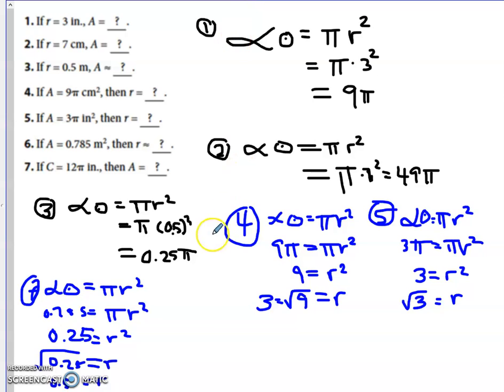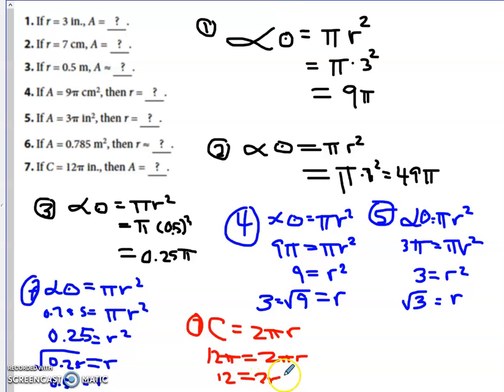And then the last problem, number 7, the circumference of a circle is 2 pi r. So if I'm told that the circumference is 12 pi, and I divide both sides by pi, then I get 12 is equal to 2r, and if I divide both sides by 2, r is 6.